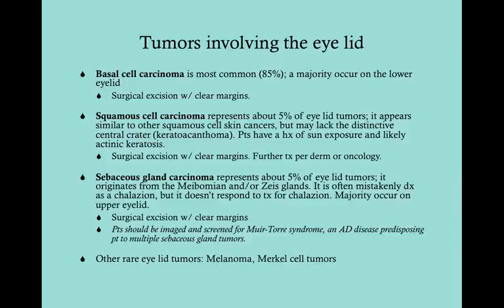All patients who have a confirmed sebaceous gland carcinoma should be imaged and worked up for something called Muir-Torre syndrome. So in addition to doing the imaging, you'll also want to do a colonoscopy to look for bowel cancer, and also in women you'll want to look at the cervix because those are some of the more common cancers with this syndrome. Muir-Torre syndrome is an autosomal dominant disease predisposing the patient to sebaceous gland tumors. And then some other rare eyelid tumors include melanoma, which obviously isn't very rare on the skin, but it is rare on the eyelid, and Merkel cell tumors, which is a nerve tumor.